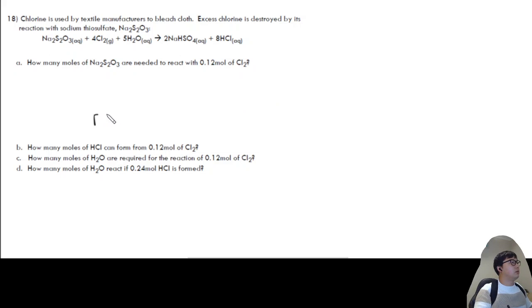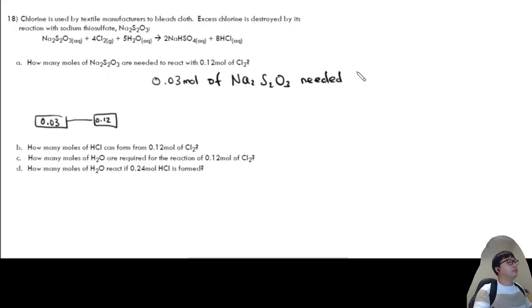You just have to do, all right. So you have a 0.12 mole. And how many mole of this one you need? Just have to divide by 4, times by 1, right? So just have to get the 0.03. That's it. So the answer is 0.03 mole of Na2S2O3 needed to react with 0.12 mole of Cl2. That's right? So that's the ratio of 1 to 4. All good?